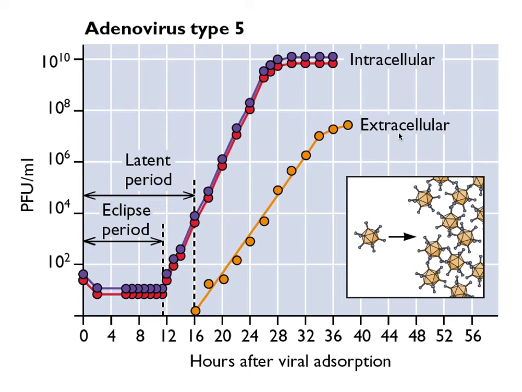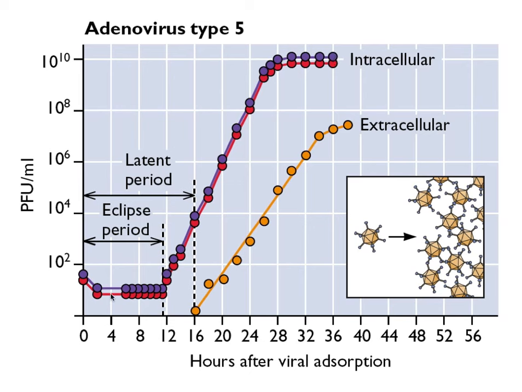So what you can do in these growth cycle experiments, at each time point, you can remove the cells from the medium and measure the virus inside the cells simply by cracking them open. Or you can measure the virus in the medium, that is, the virus that's been released from the cells, and that's what's shown here. Extracellular virus versus intracellular virus.